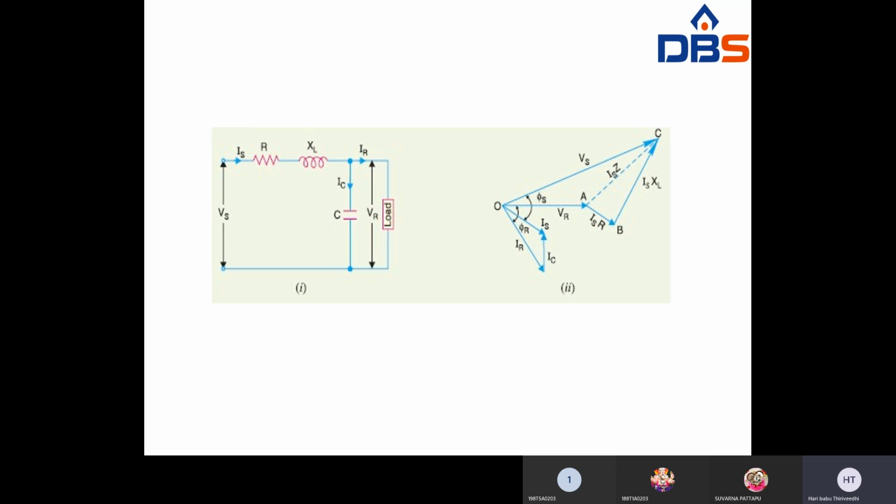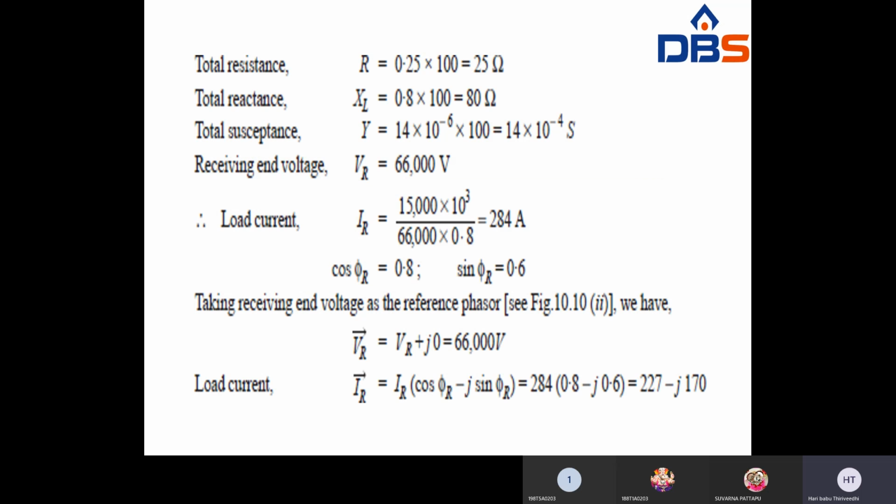Taking VR as the reference, VS is nothing but VR plus IS R plus IS XL. So VS is equal to VR plus IS R plus IS XL, right? This is the phasor diagram. Now go for the problem as usual.